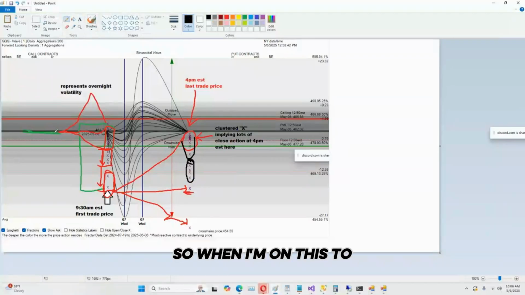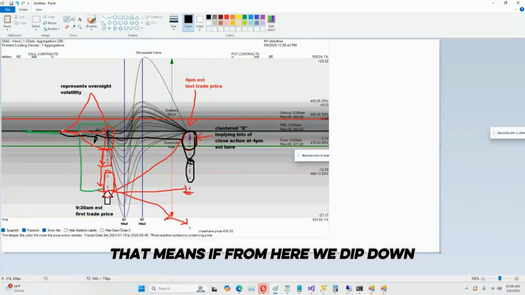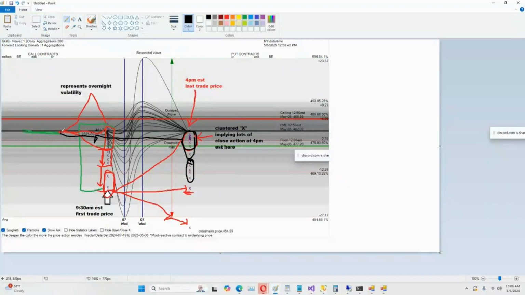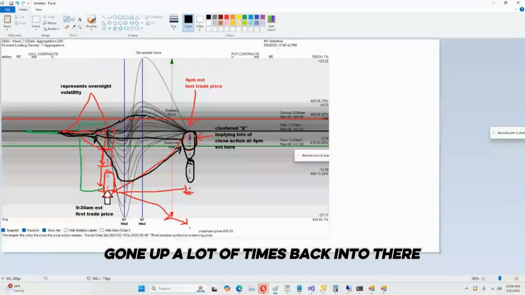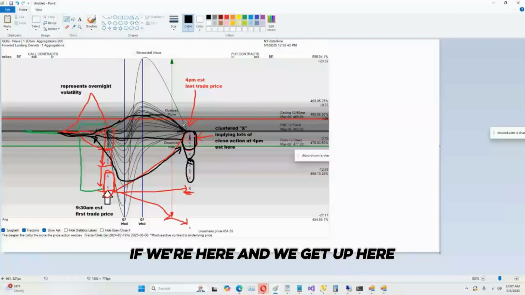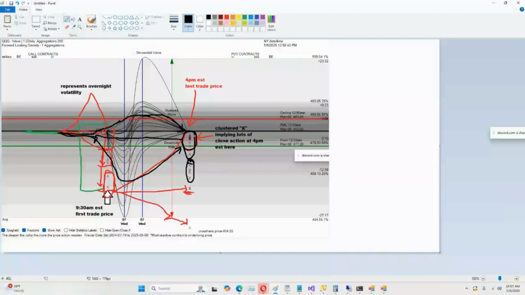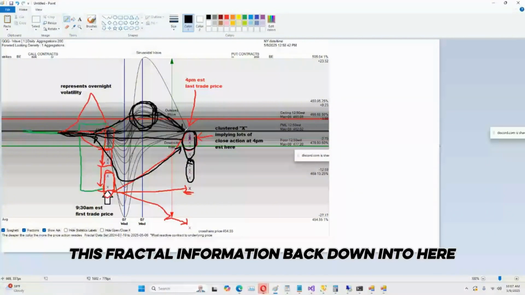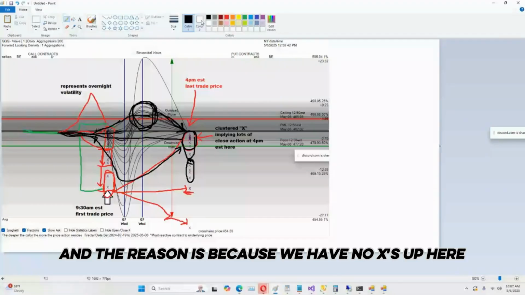So when I'm on, let's say this is Tuesday at close, that means Wednesday at close, I've gone from here to here a lot of the times. That means if from here we dip down, a lot of times we've come back into here. Or from here, if we've gone up, a lot of times we dip back into there. And in fact, based on the fractal data we have, if we're here and we get up here, every time on this fractal information we come back down into here. And the reason is because we have no X's up here.